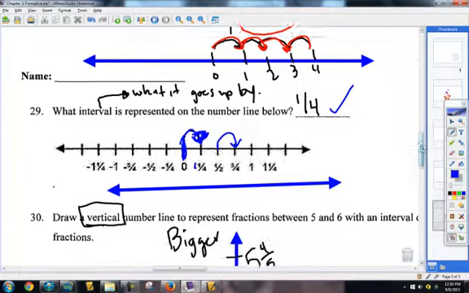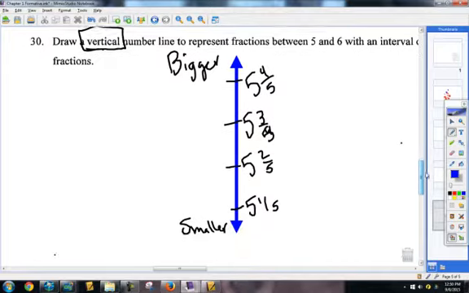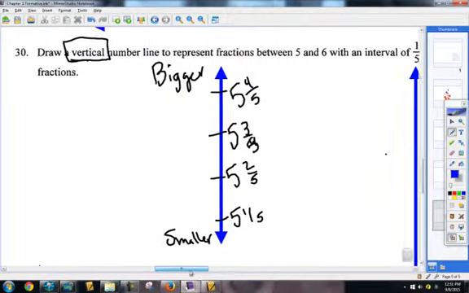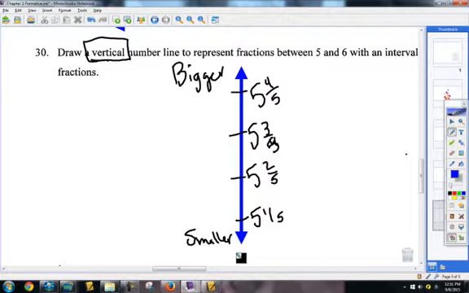Okay, number 30. Now, if you don't have exactly what you see there, it's wrong. And then I'm going to talk about some of the mistakes that were taking place throughout the week.